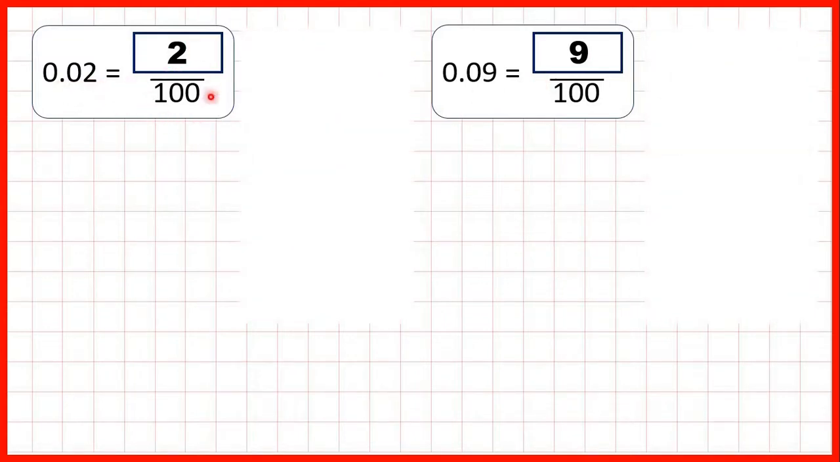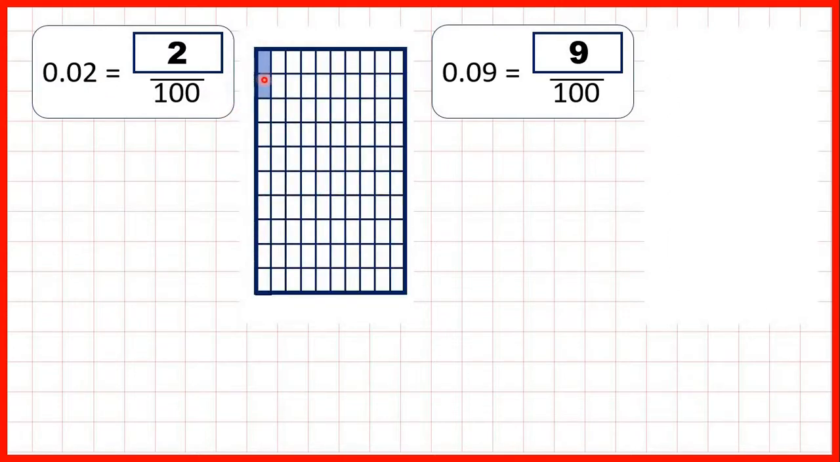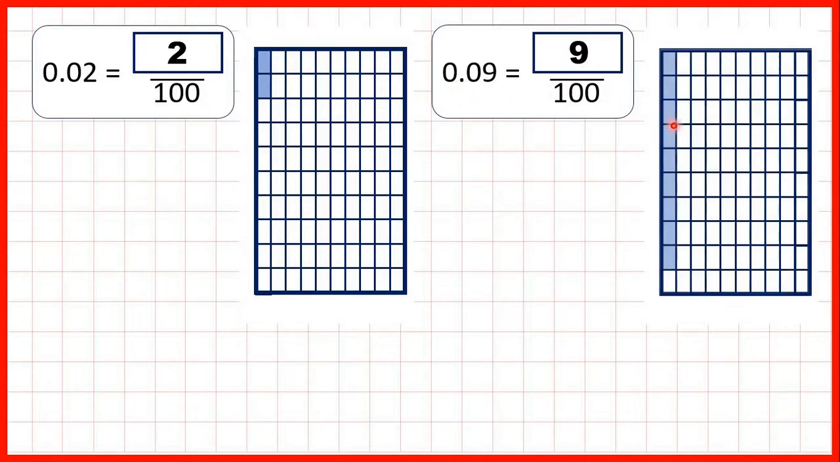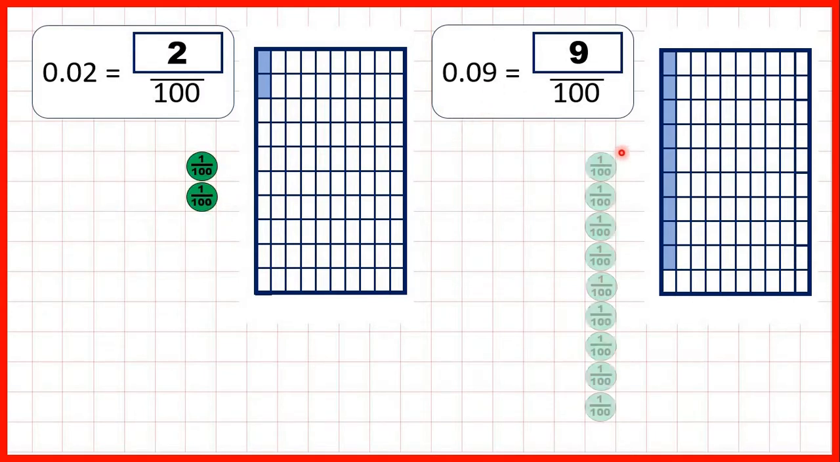And we can represent 0.02 or 2 hundredths as 2 parts out of 100 on a fraction bar. And we can represent 0.09 or 9 hundredths as 9 parts out of 100. We could also show 2 hundredths using 2 place value counters for hundredths, or 9 hundredths as 9 hundredths place value counters.